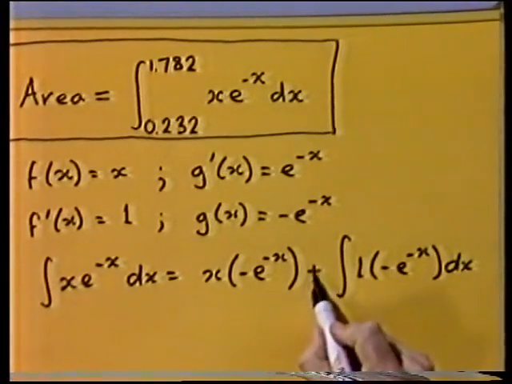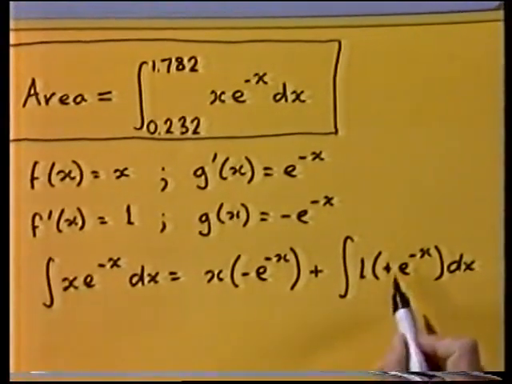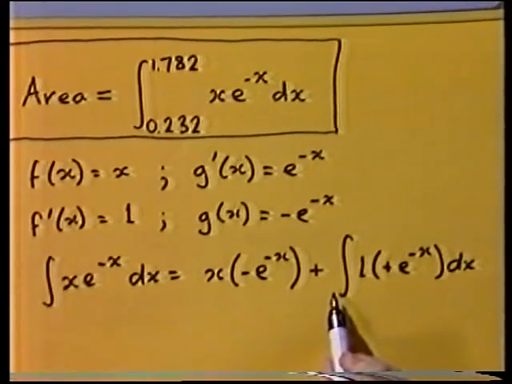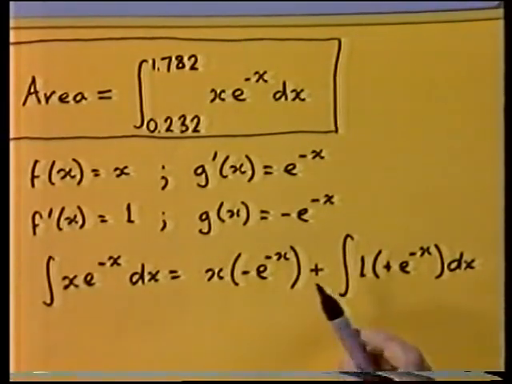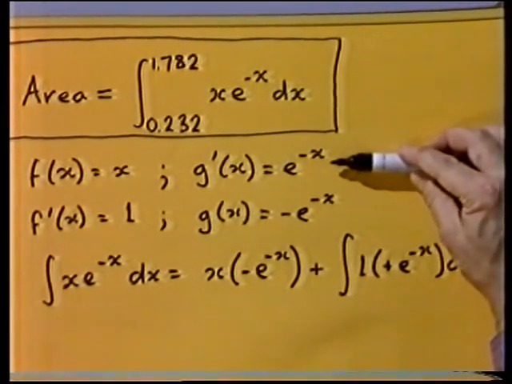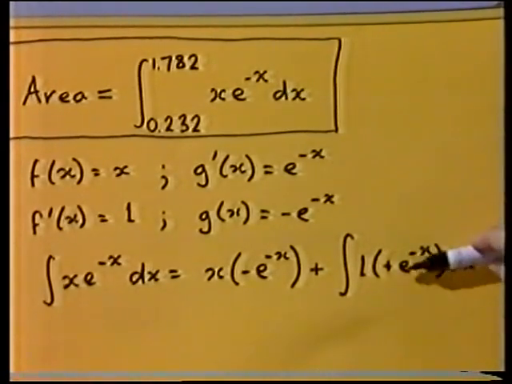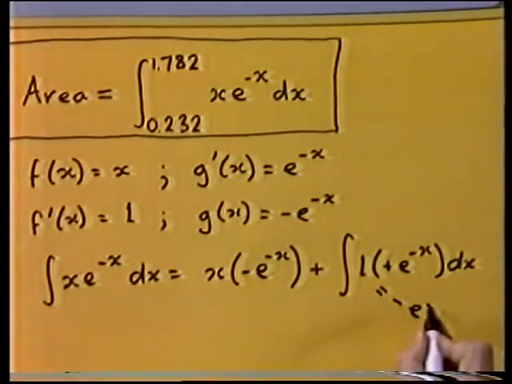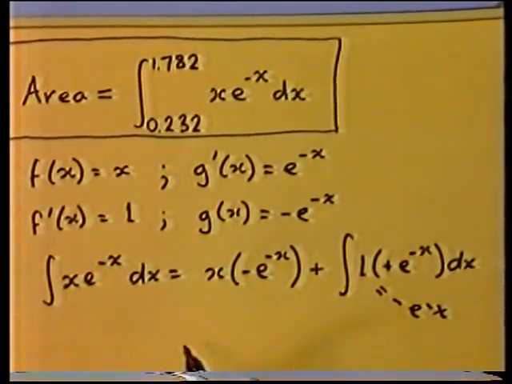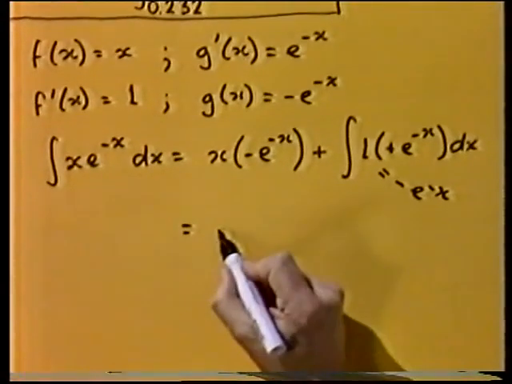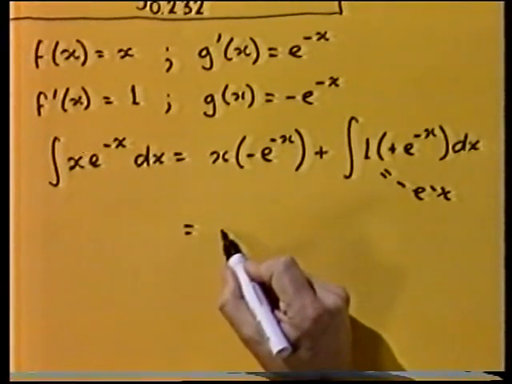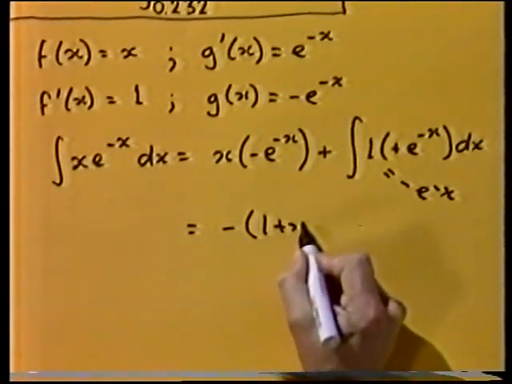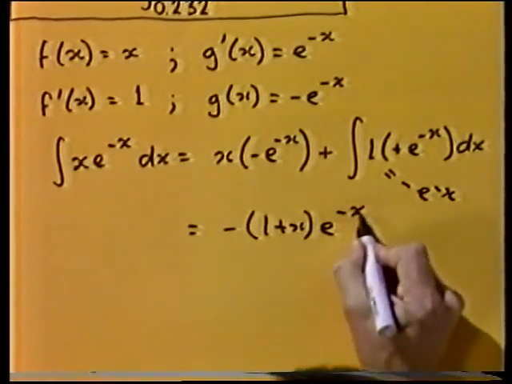Two minuses here make a plus. So this is the integral of e to the minus x. But we've just found that e to the minus x was the same as g prime, so this integral is minus e to the minus x again. And tidying all that up gives minus 1 plus x e to the minus x.